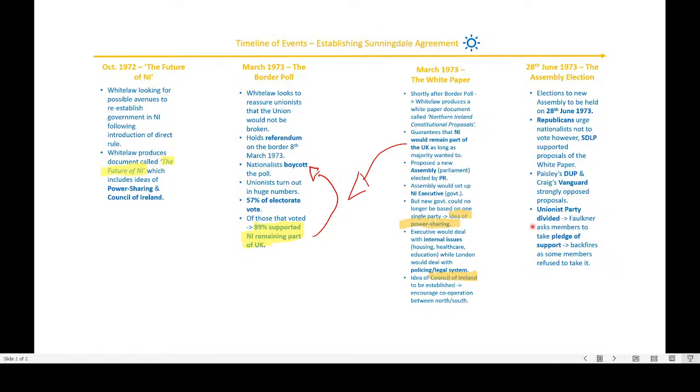These were on the more extreme ends of the party spectrum, while the Unionist party was divided, and that's going to become important as we get into the finer details of the Sunningdale Agreement and look at the difficulties associated with it. So Faulkner asked his members to take a pledge of support. However, this backfires as some members refuse to take it. We see a split in the Unionist party and Brian Faulkner.